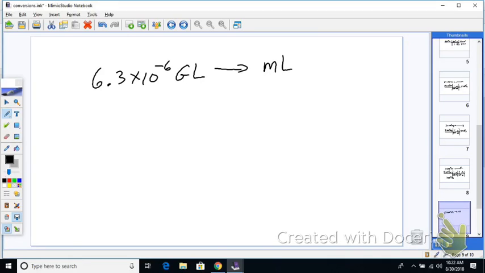This is gigaliters, that's milliliters. Okay, gigaliters, milliliters. So try your hand at that one. It should be 2 steps. I'll show you the alternative doing 1 step on this next one.